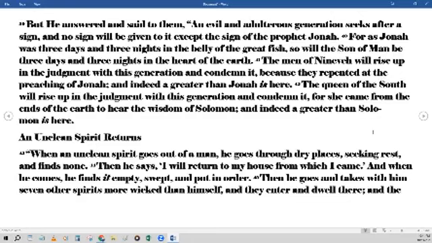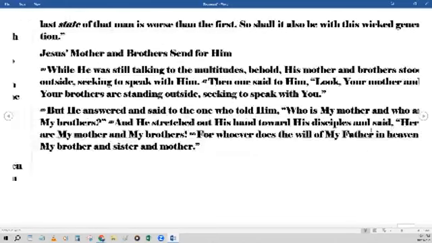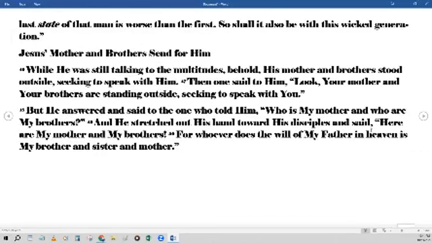An unclean spirit returns. When an unclean spirit goes out of a man, he goes through dry places seeking rest and finds none. Then he says, I will return to my house from which I came. And when he comes, he finds it empty, swept, and put in order. Then he goes and takes with him seven other spirits, more wicked than himself, and they enter and dwell there. And the last state of that man is worse than the first. So shall it also be with this wicked generation.